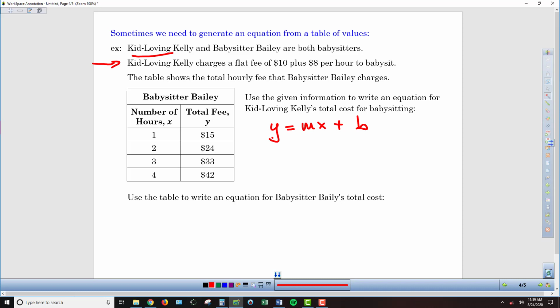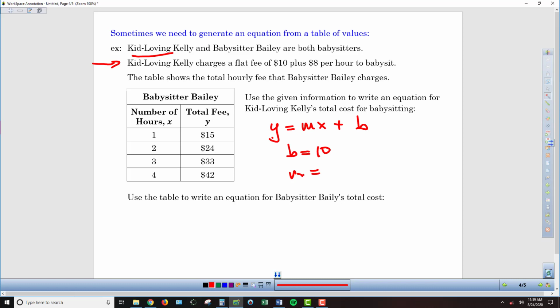Now the flat fee of $10, that's going to be your y-intercept, because that's independent of the number of hours that she's going to work. So even if you work 0 hours, just for her showing up at the house, she's clipping you for $10. So that's our y-intercept. And then the second part there, the $8 per hour, slope is always a rate.